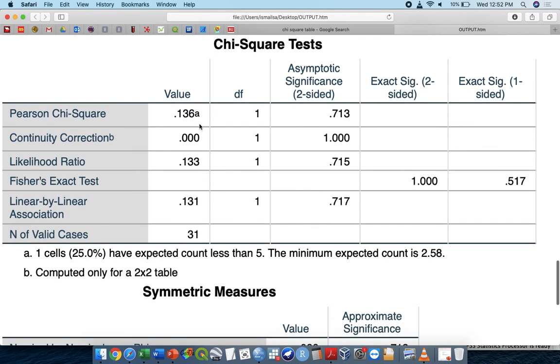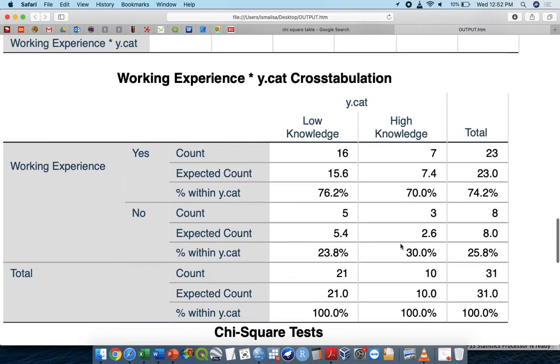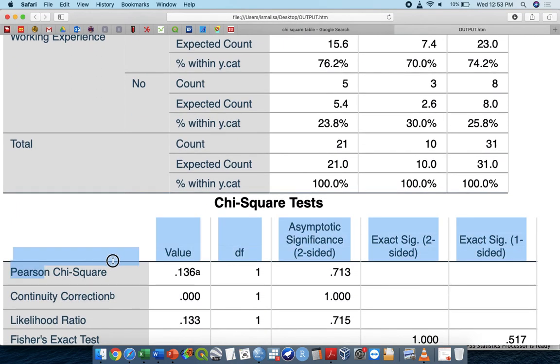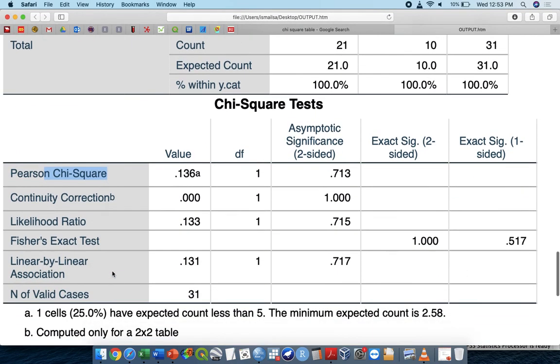That's why under the chi-square table here, it's already indicated: one cell, 25%, has expected count less than 5. It means one cell has an expected count less than 5, which is this one, 2.6, right? That's why it violates the usage of the Pearson chi-square. Therefore, you cannot use the Pearson chi-square. You might want to use the alternative. Which one? If your Pearson chi-square is no longer applicable, you might want to consider these two statistics.